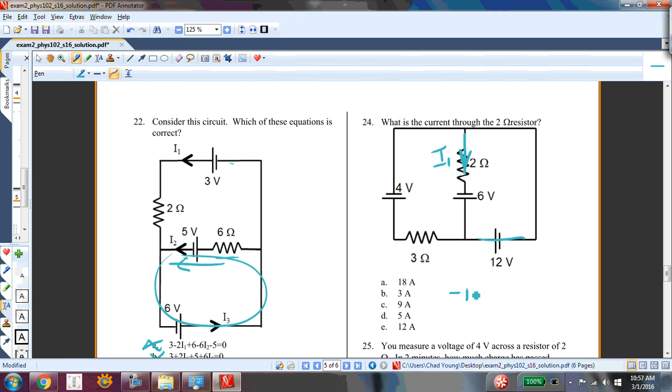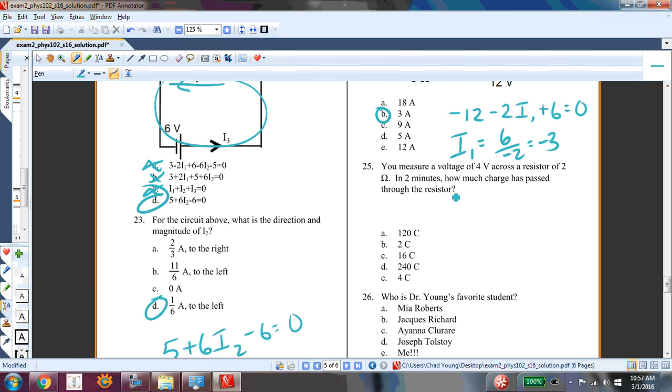I have minus 12 minus 2I1 plus 6 equals 0. So I1 is equal to 6 divided by -2 or -3. So it should be 3 amps. And actually the current is not going to be going down, it's going to be going up. That's why it came out negative. So 24 is B.